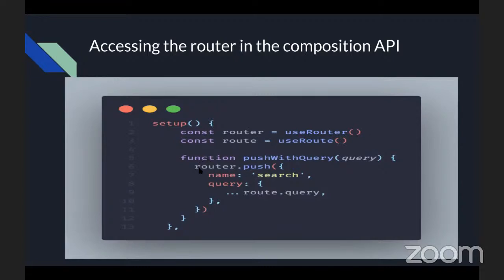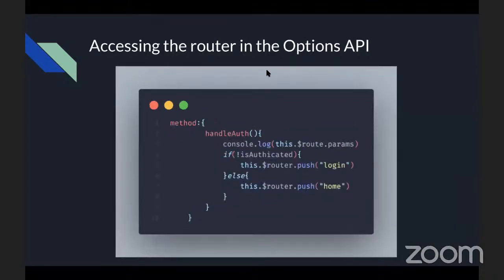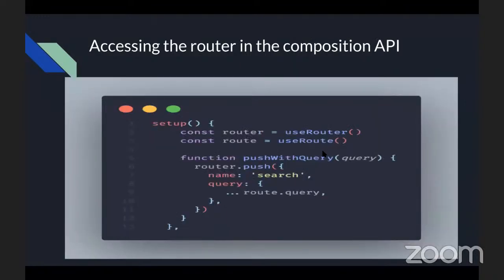You can do all your manual activities: go through a push, do a go, and walk through the history. You can do everything that you could do with the options API. You can do the same thing with the composition API. All you need to do is first get hold of your hook, then instantiate the router and use it. That is it. So this is how you access the router.